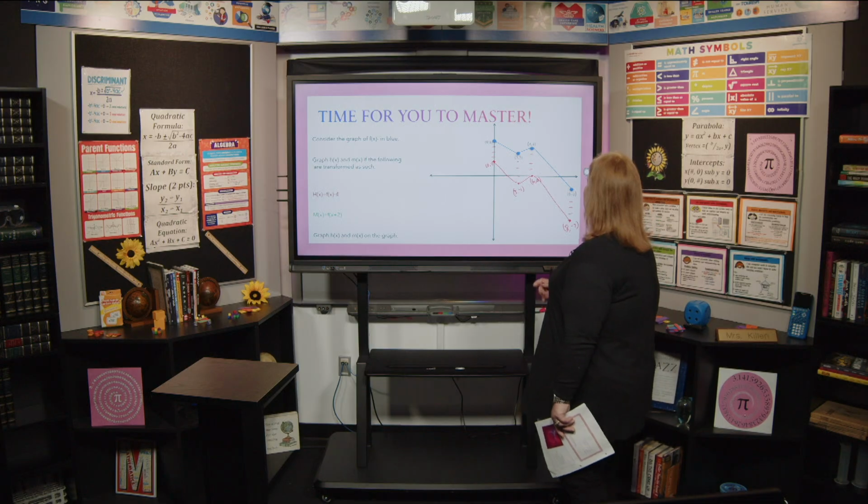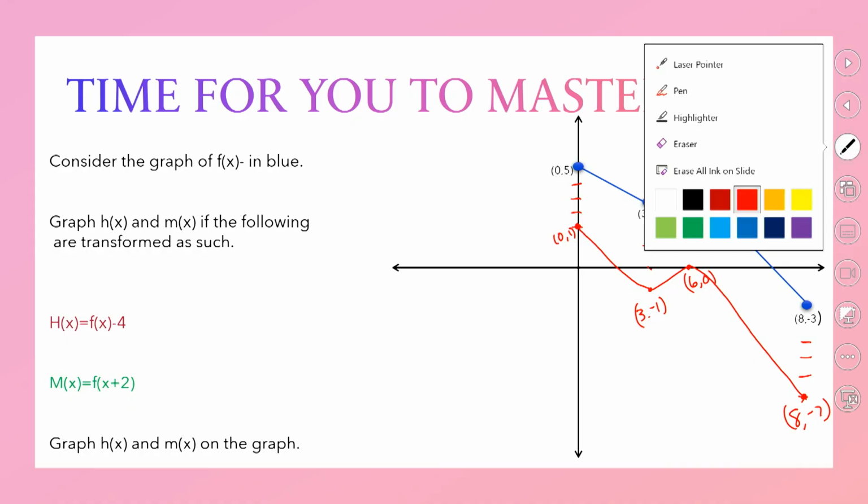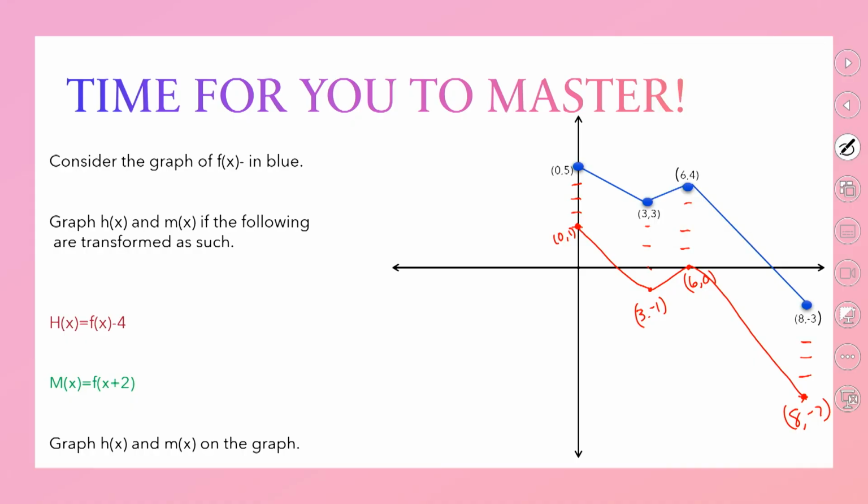Now let's do m of x. M of x is telling me I'm going to have a transformation where I'm going to the left 2 units. That means I'm moving my x variable. So I'm going to start here at 0, 5, and I'm going to go 2 units to the left. So I'm going to have negative 2, 5. My next one, I'm going 2 units to the left, so it'd be 2, 1. I would have 1, comma 3, that's 2 units to the left.